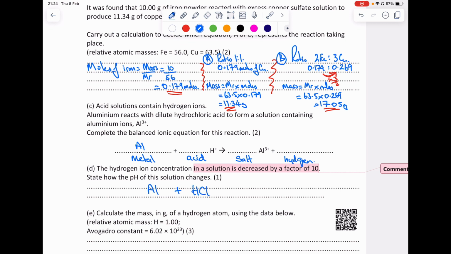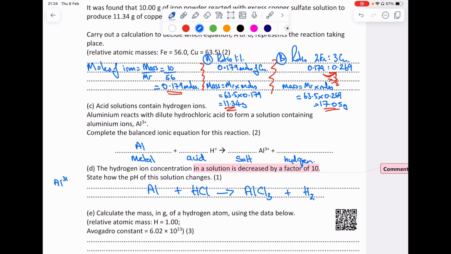The acid was HCl, hydrochloric acid. The salt is going to be aluminium chloride, which is AlCl3, and hydrogen, remember, is diatomic H2. If you're not sure why it's AlCl3, I'll just show you over here.